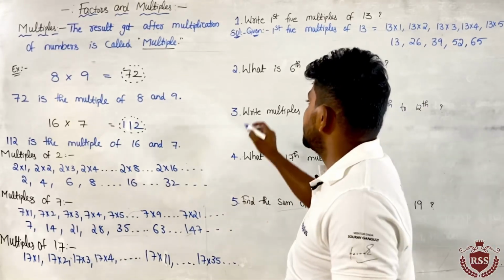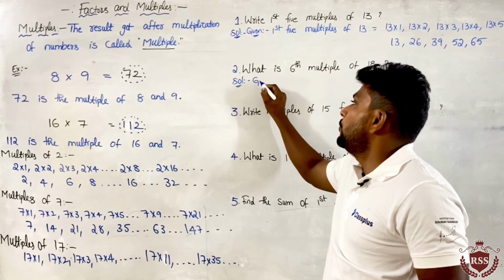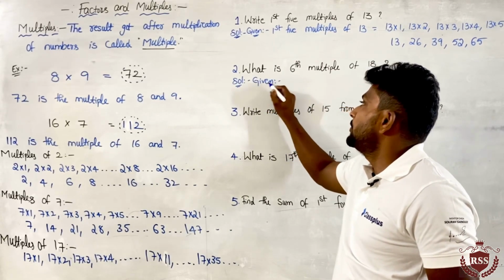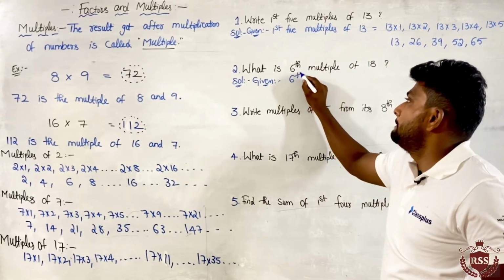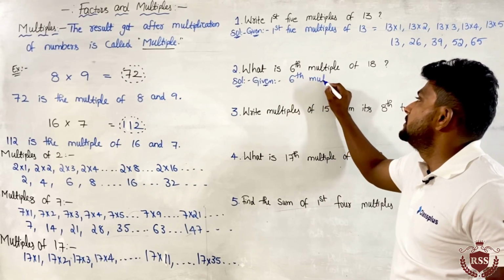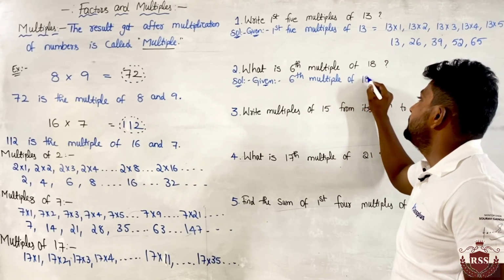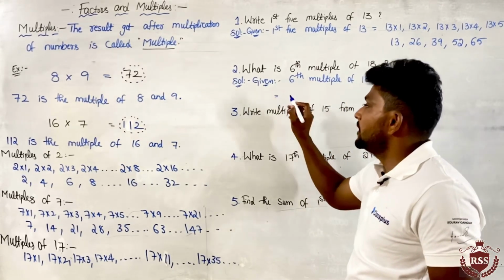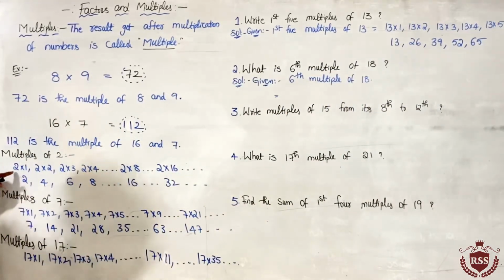Right? Next, simple one, chala simple problems. What is 6th multiple of 18? Very very important one. ఈ ప్రాబ్లంకి ఆన్సర్ చేయాలి అంటే వీ హ్యావ్ టు అనలైజ్ దీస్ మల్టిపుల్స్. ఒకసారి అనలైజ్ చేద్దాం. ఫస్ట్ మల్టిపుల్ ఆఫ్ 2 ఏంటి? 2 into 1. ఫస్ట్ మల్టిపుల్ ఆఫ్ 7 ఏంటి? 7 into 1. ఫస్ట్ మల్టిపుల్ ఆఫ్ 17 ఏంటి? 17 into 1.